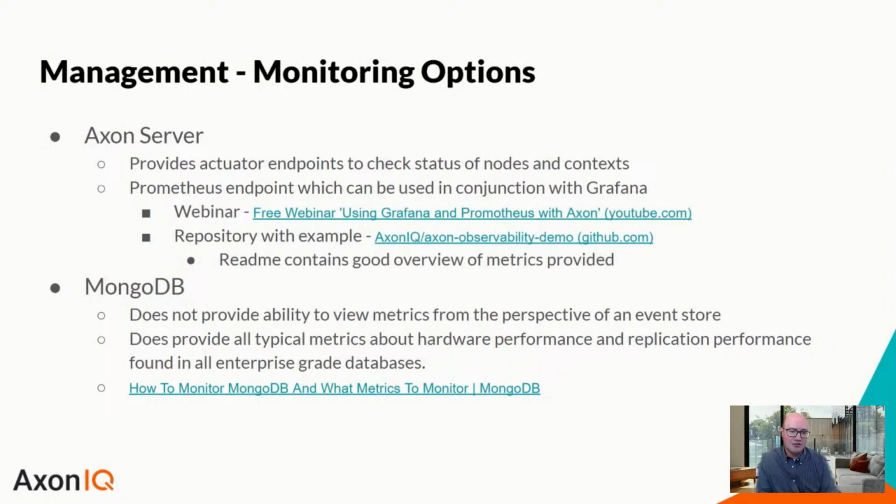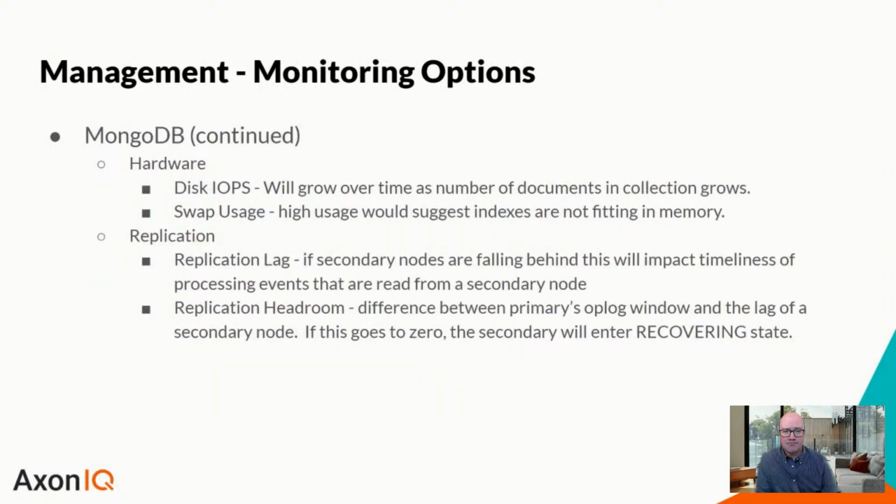And then I have a link here just to get information on both sides, how to monitor MongoDB and what metrics to monitor. My experience in running MongoDB, the main metrics that I use, disk IOPS. So this is going to grow over time as the number of documents grows. It has to. More data on the disk means I probably have more work to find what I need off the disk. I'm going to need more IO to get that to happen. More volume, more clients connecting and sending events to disk. More event processors are going to cause this IOPS to go up.